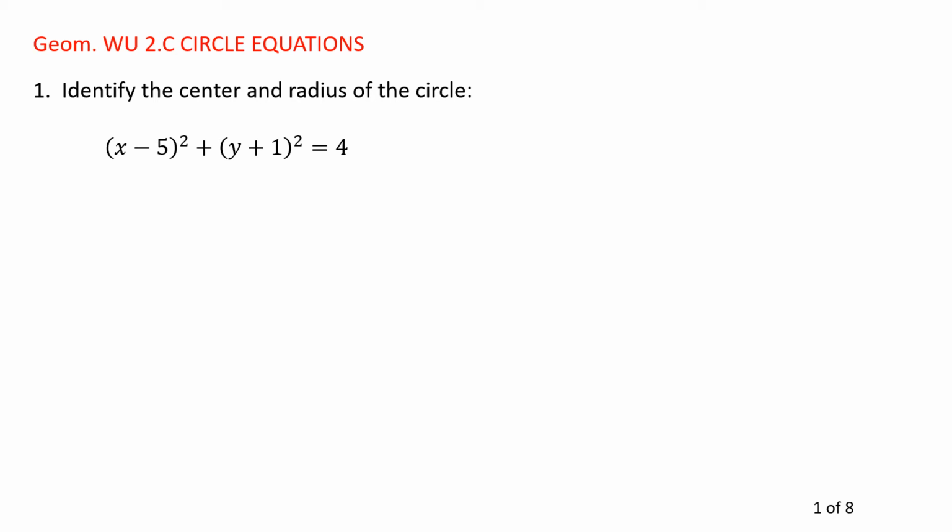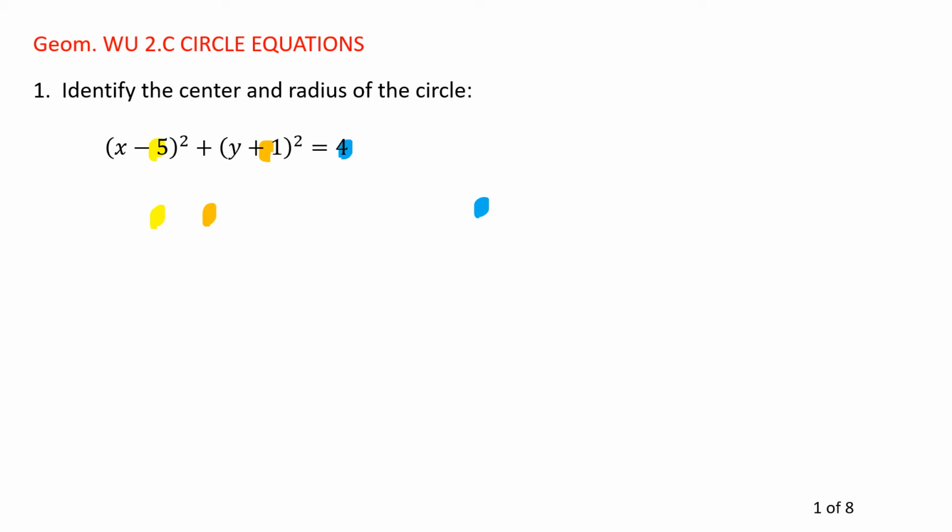Hello geometry students. In this lesson, a pretty quick review of circle equations and completing the square. It says identify the center and the radius of the circle. This is easy. It's change the x and change the y. Find the number that's in parentheses with the x, change it. Find the number that's in parentheses with the y, change it. And then for the radius, don't forget to take the square root.